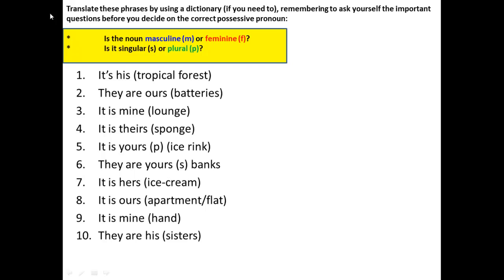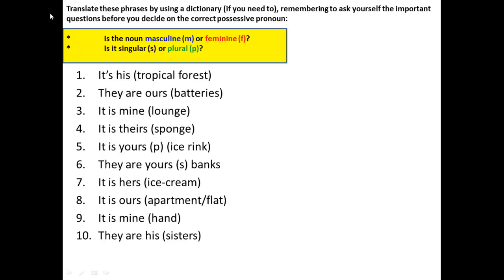Now translate these phrases by using a dictionary if you need to, remembering to ask yourself the important questions before you decide on the correct possessive pronoun. Is the noun masculine or feminine? Is it singular or plural? Pause the recording and complete the activity now.